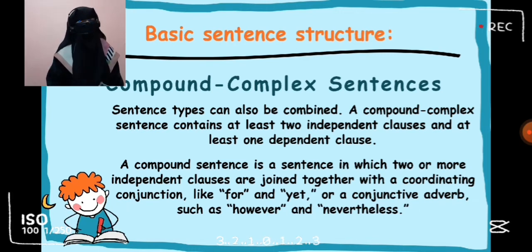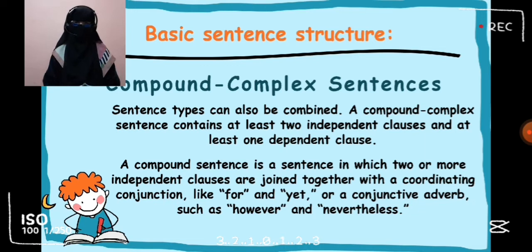In English grammar, a compound-complex sentence is a type of sentence that contains at least three clauses: two independent clauses and one or more dependent clauses, which equates to three sets of subjects and verbs. This type of sentence is a combination of a compound sentence with a complex sentence.